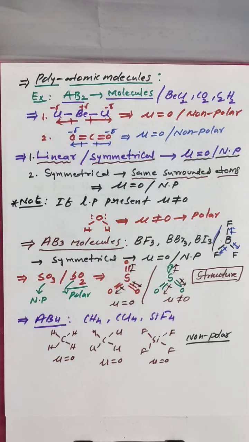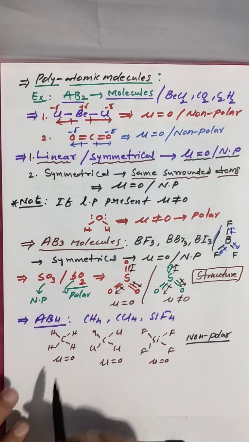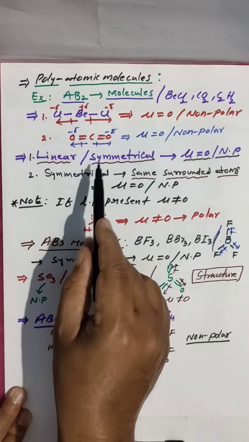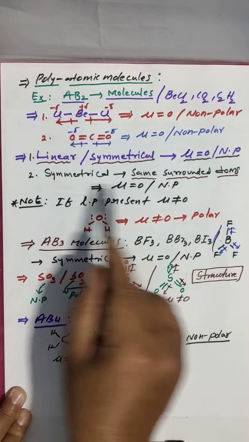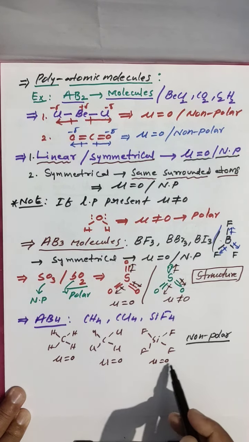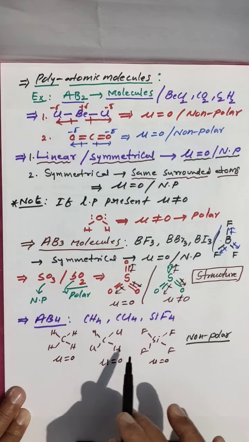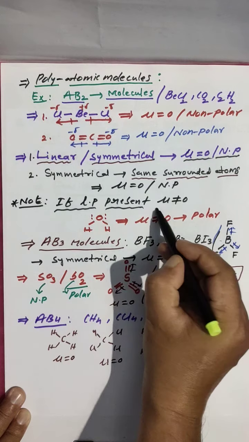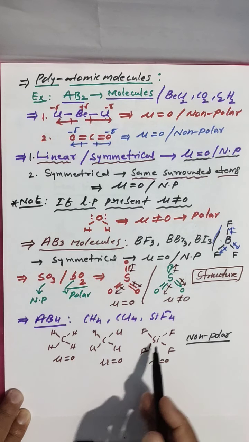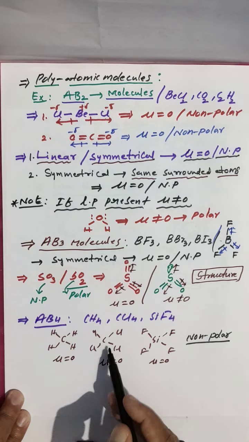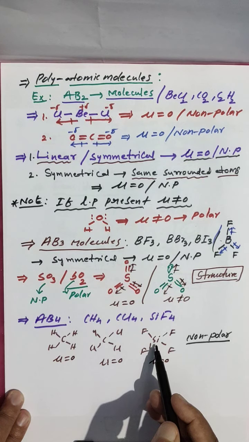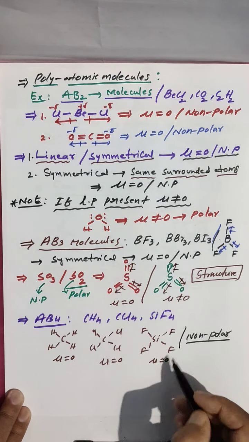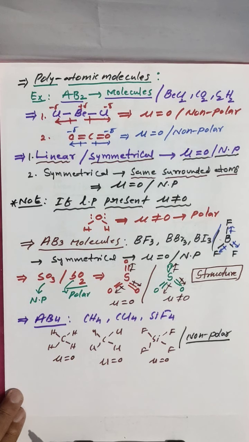So no lone pair. Same atoms are surrounded, symmetry is there, so net dipole moment is 0. If a lone pair is present, then net dipole moment is not equal to 0. Here the lone pair is not there. Carbon tetravalence, silicon tetravalence, same family. So net dipole moment is 0, and these are non-polar molecules.